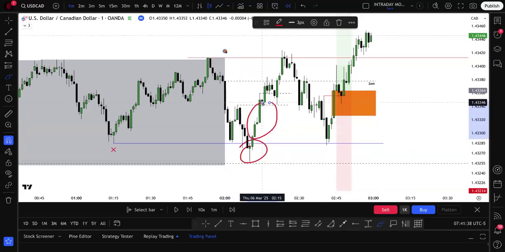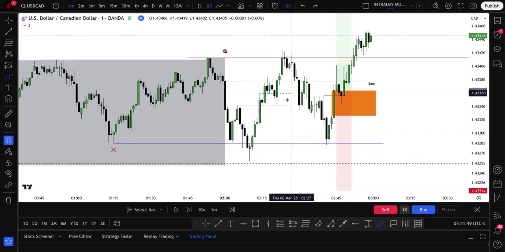Or this one here, or that one there? Or why not this bullish order block here? These series of down candles. Why not this bullish order block? It's just not something I was looking at.